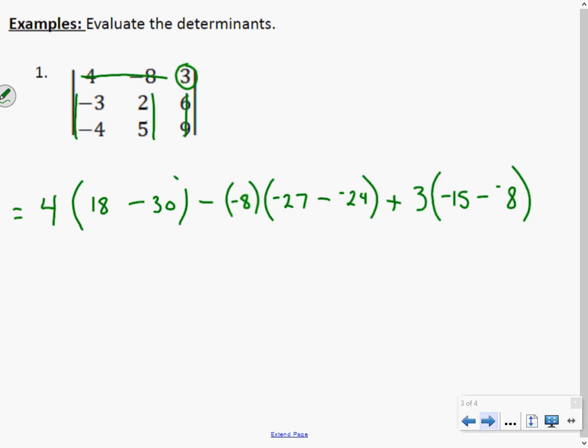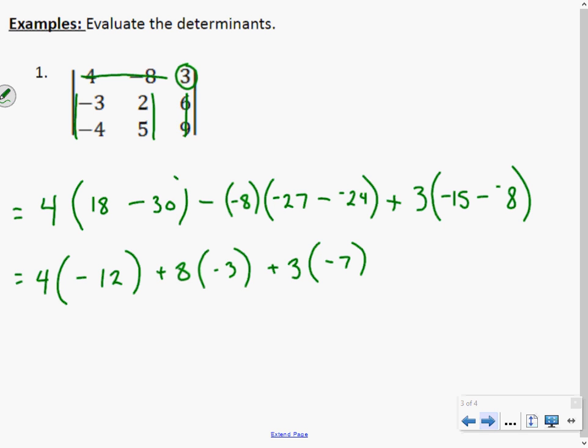All right, we've got really 4 times negative 12 plus 8, because of the 2 negatives here. And then that's going to get multiplied with, well, we're subtracting a negative 24, so negative 27 plus 24 is really a negative 3. And then plus 3 times negative 15 minus a negative 8, so it's really like we're adding an 8 here, so we get negative 7.